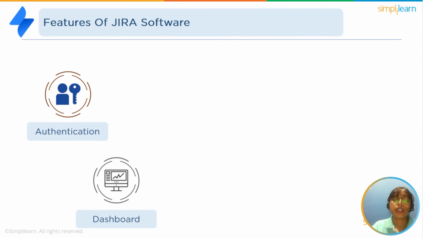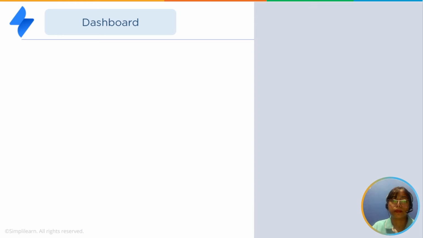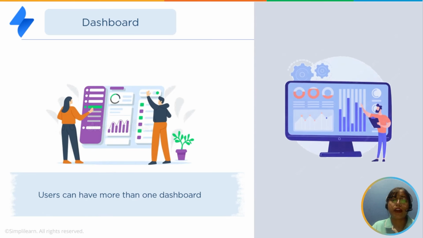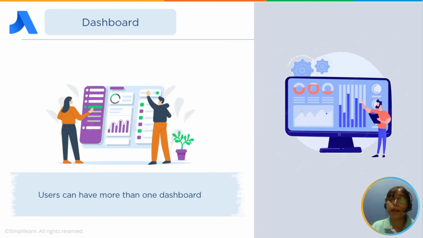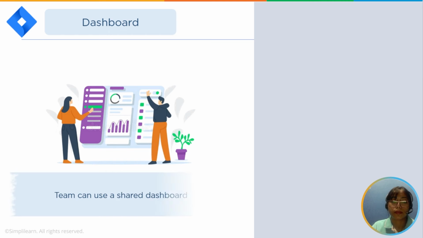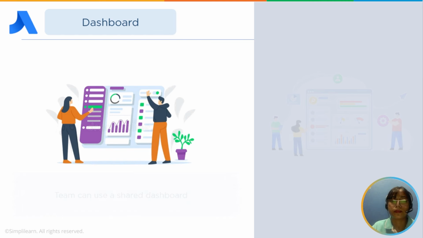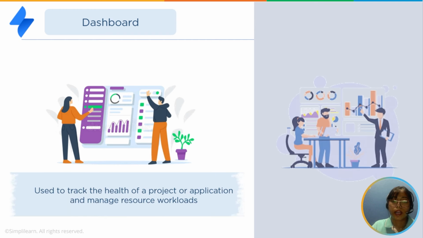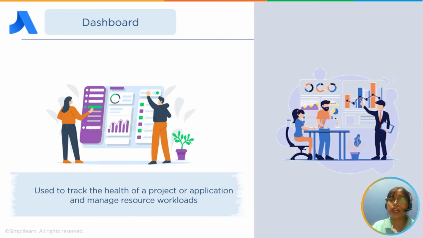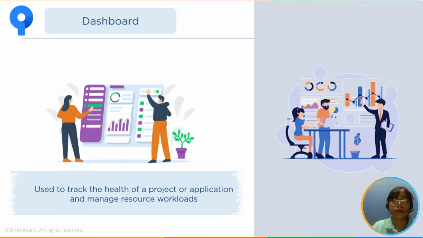The next one is dashboard. Users can have more than one dashboard on the main page showing dynamic information presented in text or graphics. A team can share a dashboard to track the progress. It helps in immediate access to meaningful metrics that are used to track the health of a project or application and to manage resource workloads.